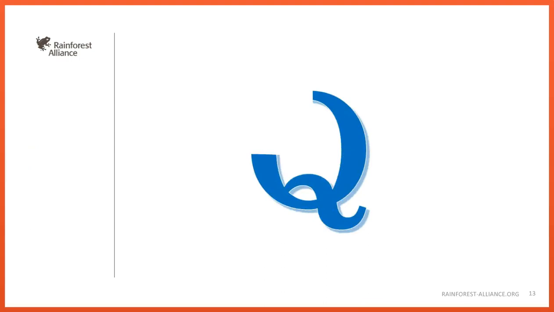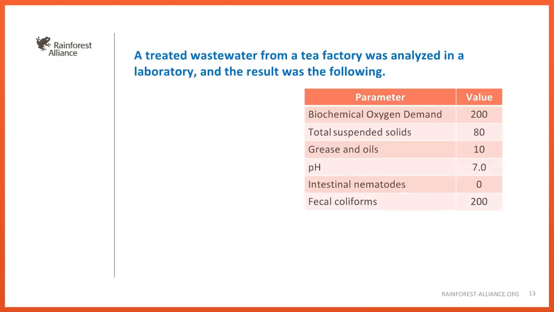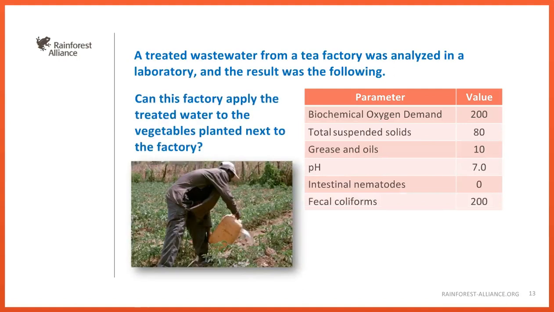Let's do a few quizzes. Treated wastewater from a tea factory was analyzed in a laboratory, and the result was as follows. Can this factory apply the treated water to the vegetables planted next to the factory? The answer is yes. The result of the water analysis does not meet the SAN industrial wastewater parameters, but it does meet the SAN industrial wastewater parameters for irrigation. Therefore, this treated water cannot be discharged into aquatic ecosystems, but it can be used for irrigation.